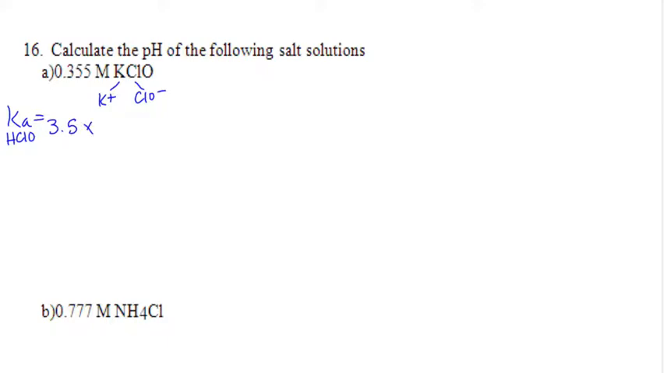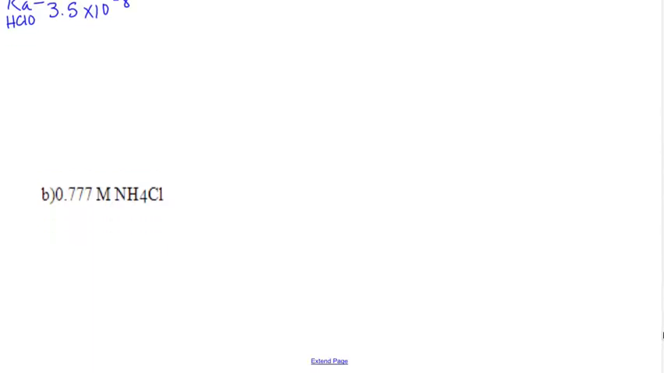3.5 times 10 to the negative 8. That's the Ka for HClO, so we need that to complete the problem. For the next problem as well, we're not going to find the Ka for ammonium, but we will find the Kb for ammonia, which is 1.8 times 10 to the negative 5th. All right, so let's go ahead and start that first problem.